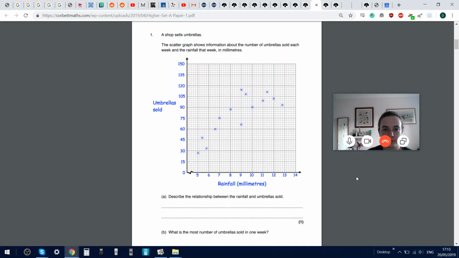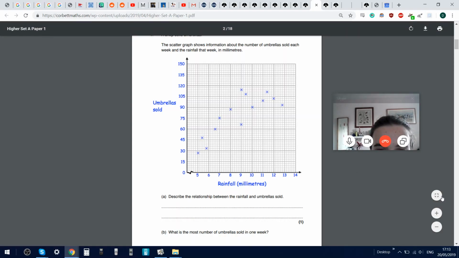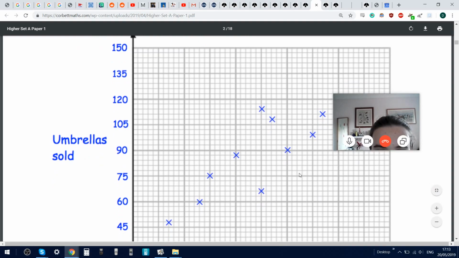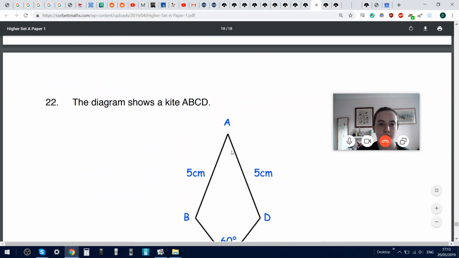Yes. And pardon me? $115. Yeah, something like that. Let's start at the very bottom, work our way up.